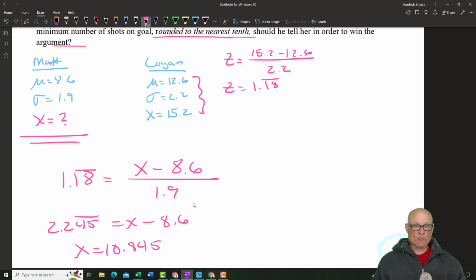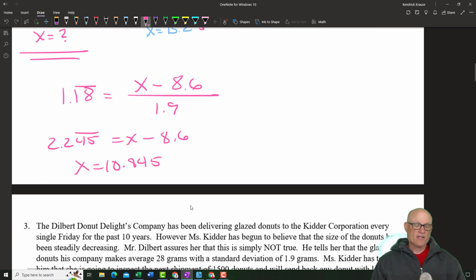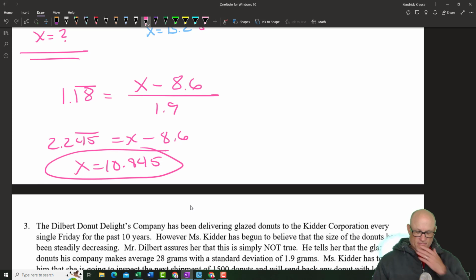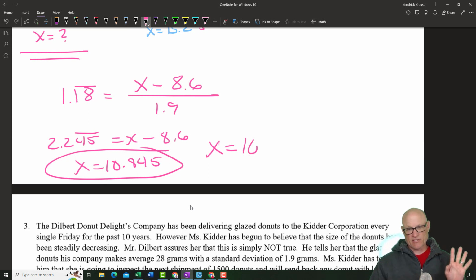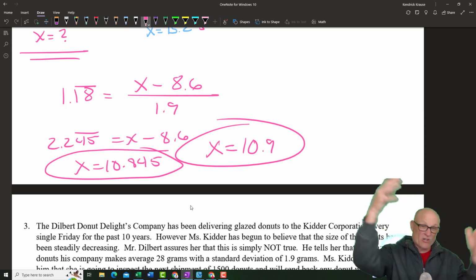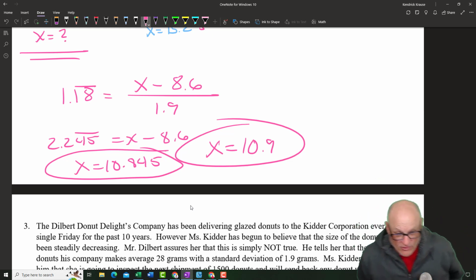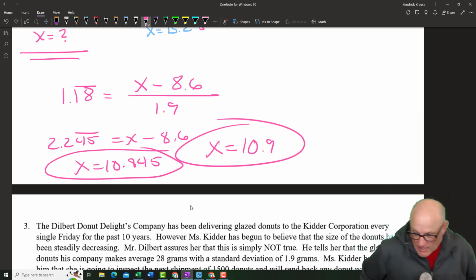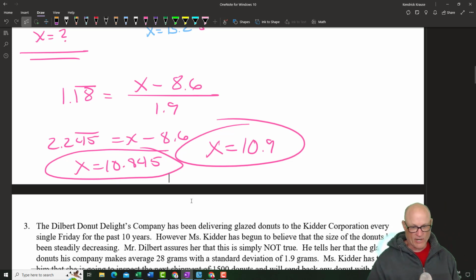Now it said round to the nearest tenth. Here's the tricky part. If you rounded this to the nearest tenth, and I don't trick you like this on the test, I promise you, 10.8, he actually does worse than her. So in order to actually answer this question, the answer would be 10.9, because 10.8 is a little less, 10.9 is a little more, so he would have to tell her that he averages 10.9 shots per game.